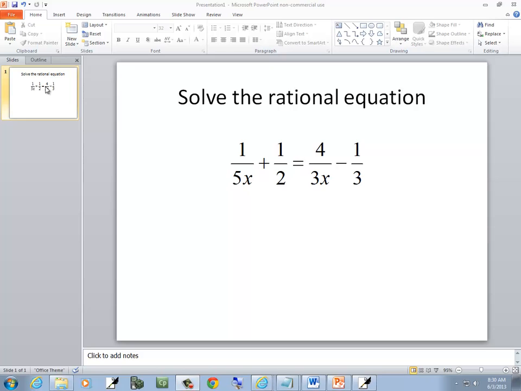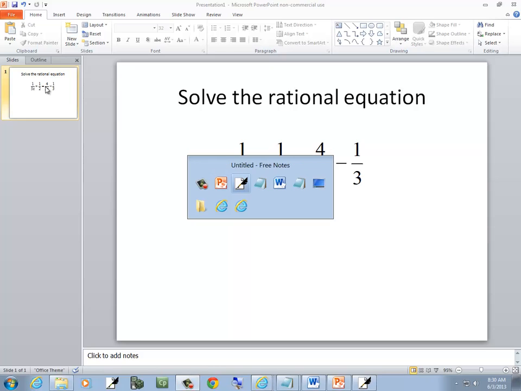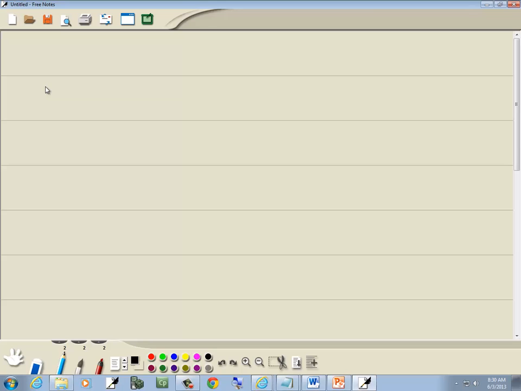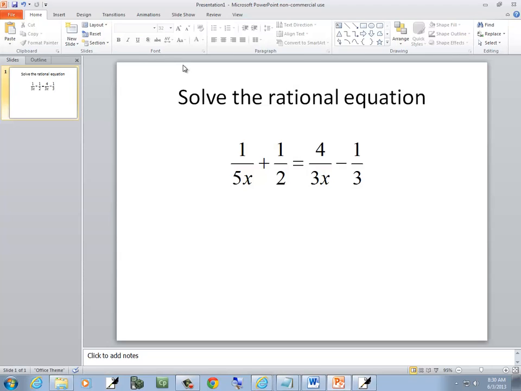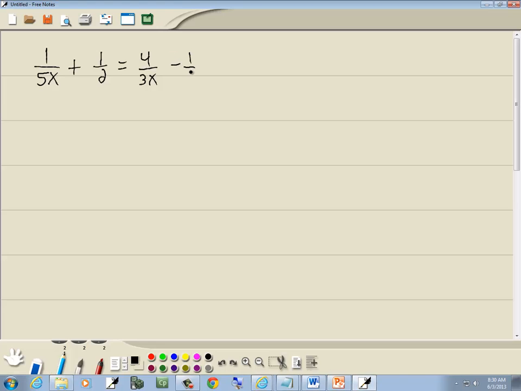Let's solve this rational equation. 1 over 5x plus 1/2 equals 4 over 3x minus 1/3. And we'll go through our steps.